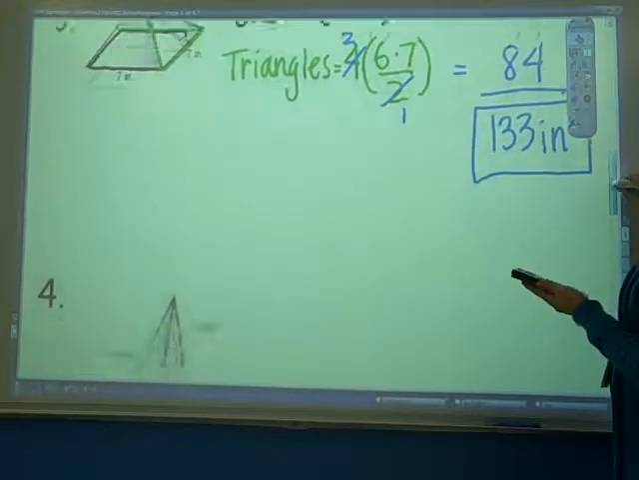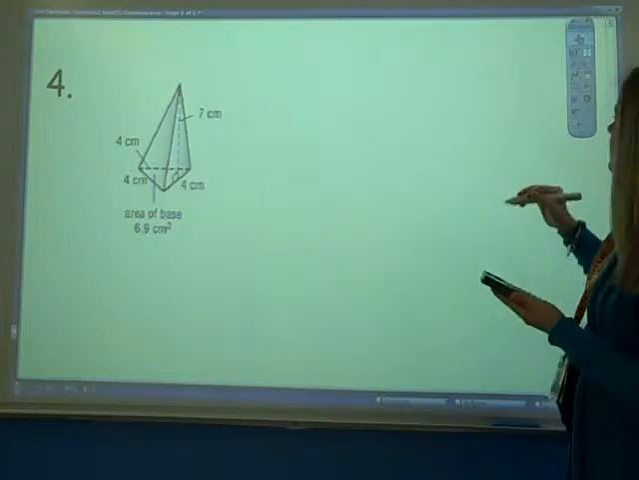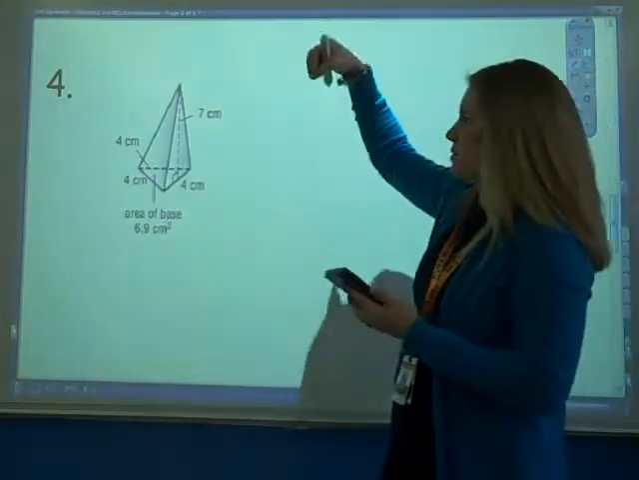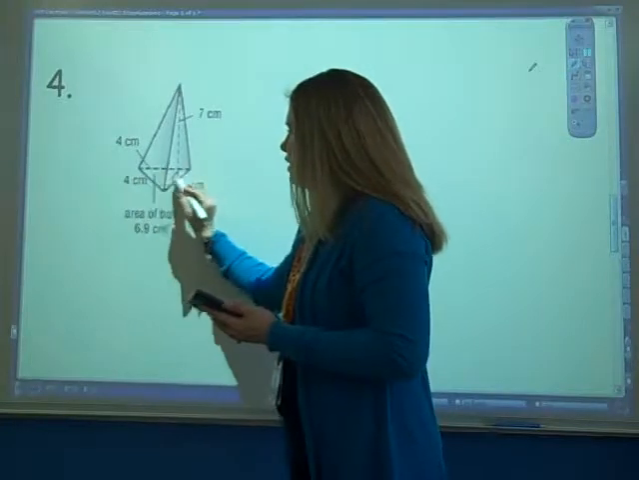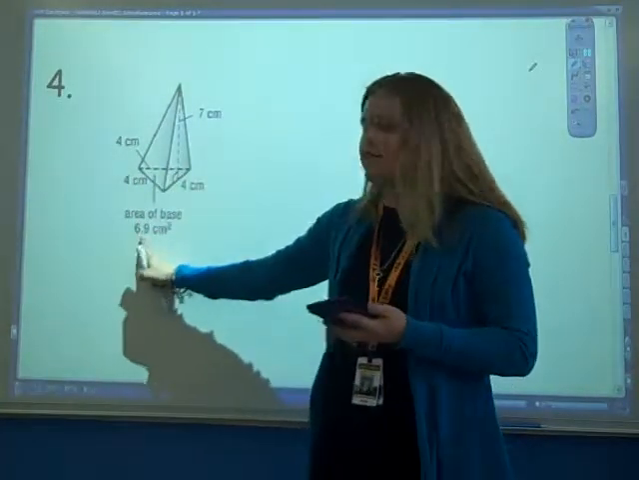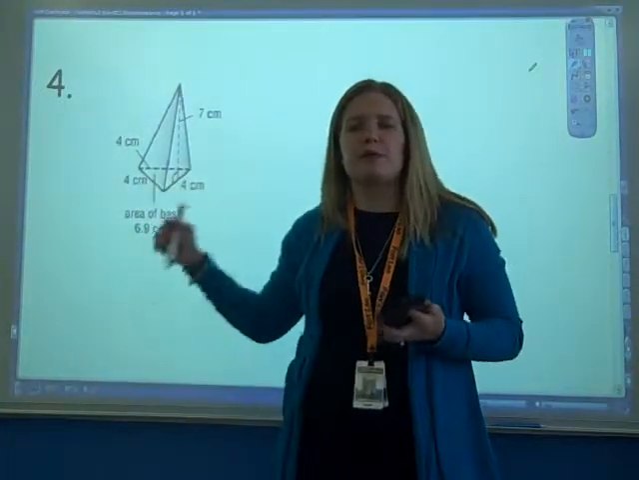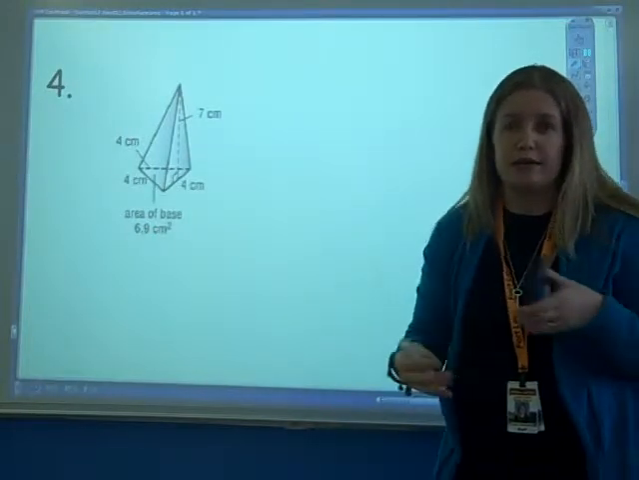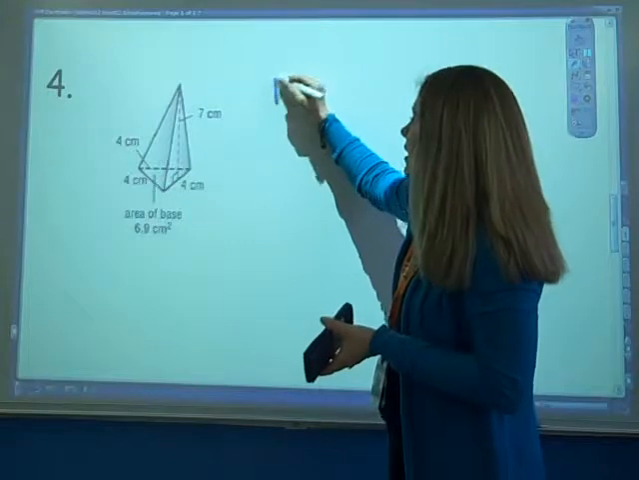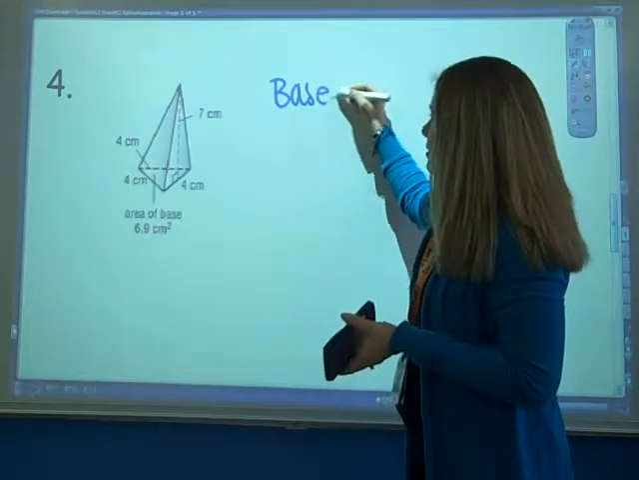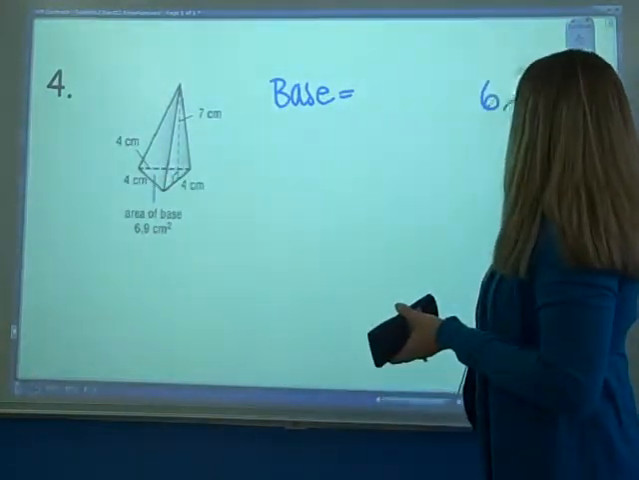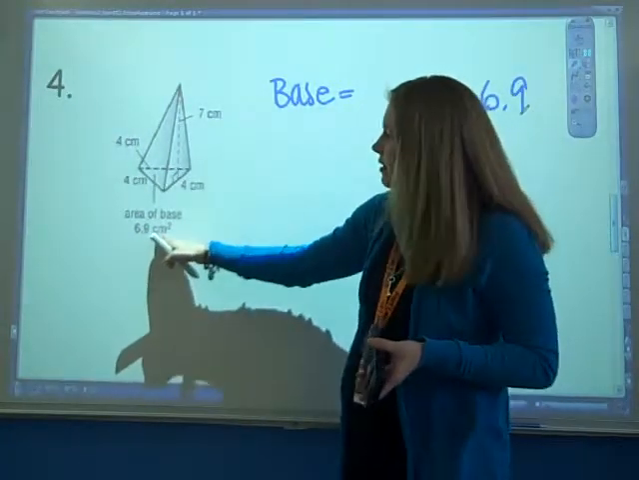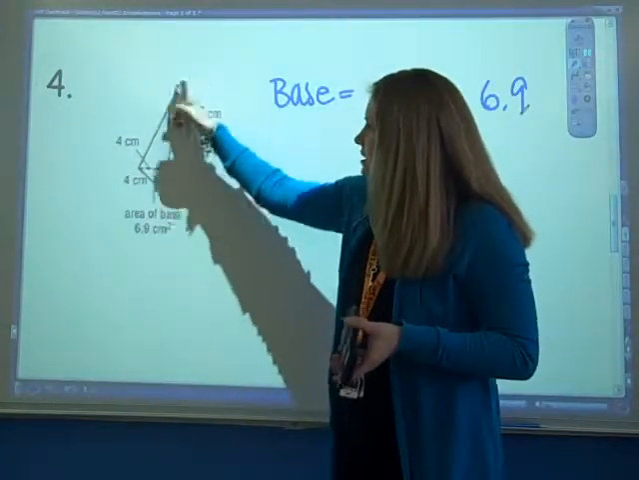Okay, last problem. This is a triangular pyramid because the base is a triangle and it comes up to the point. Down here, area of the base they're telling you is 6.9. The reason they're giving you an area of the base is because it's kind of hard to mix all those numbers in there. So they already did part for you. So the base area, 6.9. It's 6.9 centimeters squared, it says down there. Now we just need to do each one of these faces.